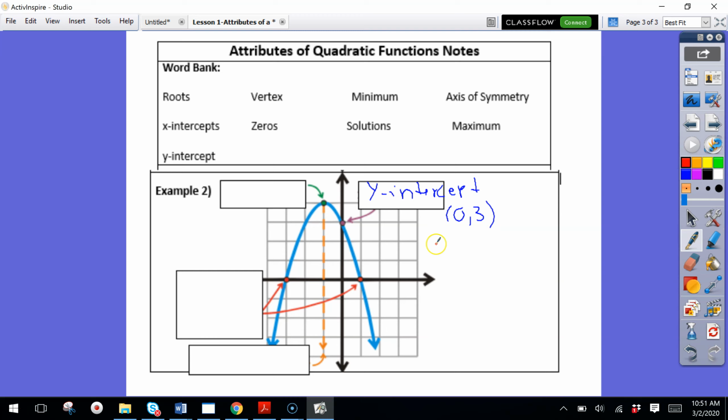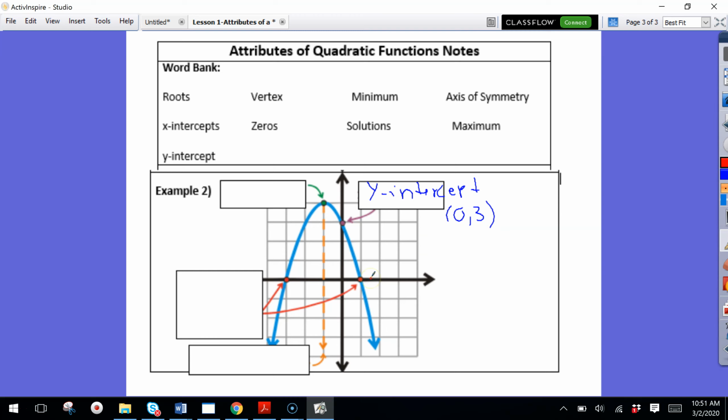Then we're going to label the x-intercepts. And remember, we have multiple words for x-intercept. We can call them zeros. We can call them solutions, specifically solutions when f of x equals 0. And we can also call these roots in this case for a quadratic, because that's how we will be solving for them. In this case, we have, again, two x-intercepts. One of them is (-3, 0), and the other one is (1, 0).